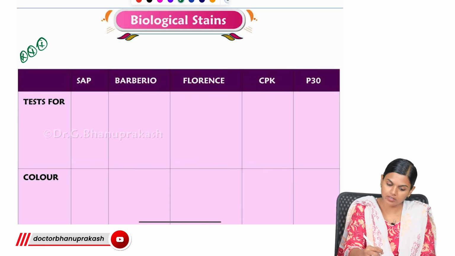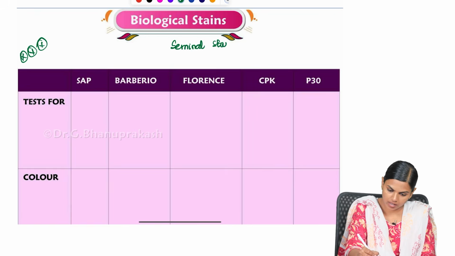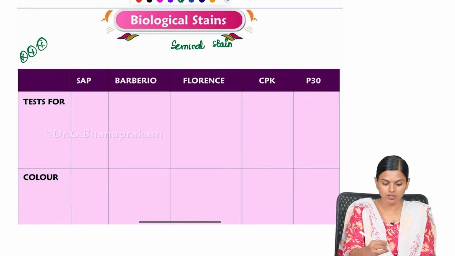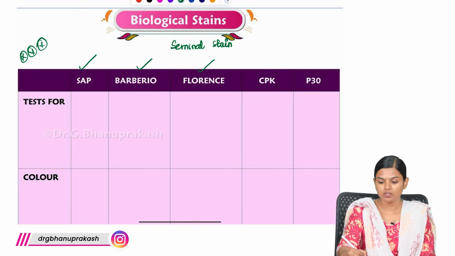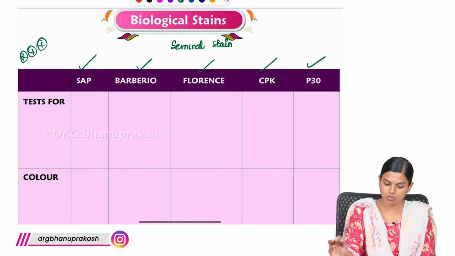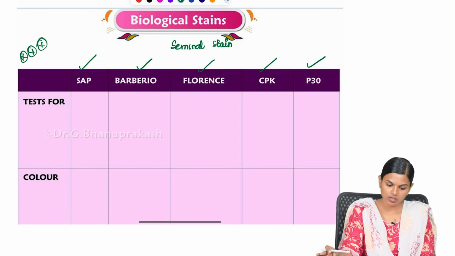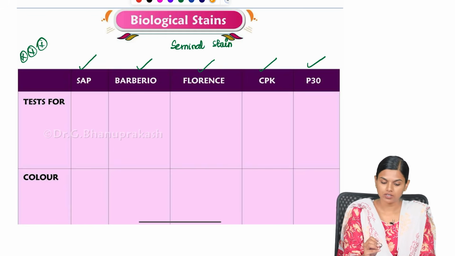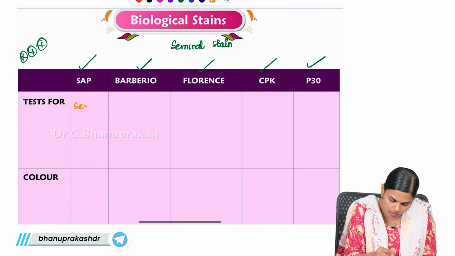So first, for seminal stain examination, you have these important tests: serum acid phosphatase, Barberio, fluorescence, creatinine phosphokinase and P30. So we will see the important aspect of each and every test. First, serum acid phosphatase: what you will look for is serum acid phosphatase. This is what you will be looking for.